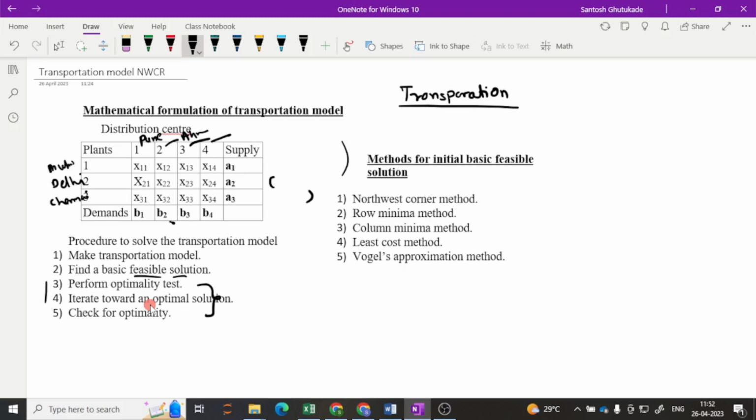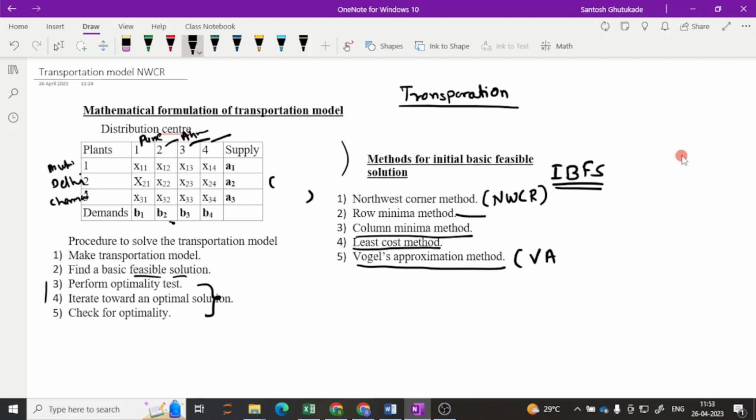For finding the initial basic feasible solution, these are the methods. This is called the initial basic feasible solution, IBFS in short form. The first method is the northwest corner method, also called the northwest corner rule, NWCR. Then second is the row minima method. Third is the column minima method. Then the least cost method, and last is the Vogel's approximation method, or VAM, also called the penalty method. Our aim is to transport the product from one city to another city with a minimum cost.